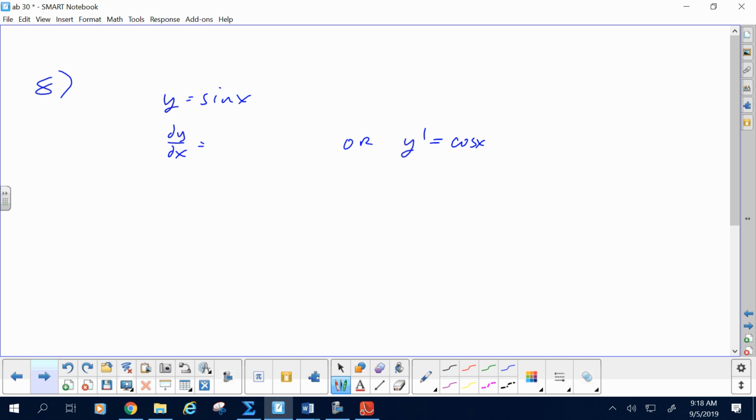Cosine of x. What's y double prime then? What's the derivative of the derivative? So the derivative of cosine. Okay, what's the third derivative? Y triple prime. Negative cosine of x. So what is y triple prime at 3.5?